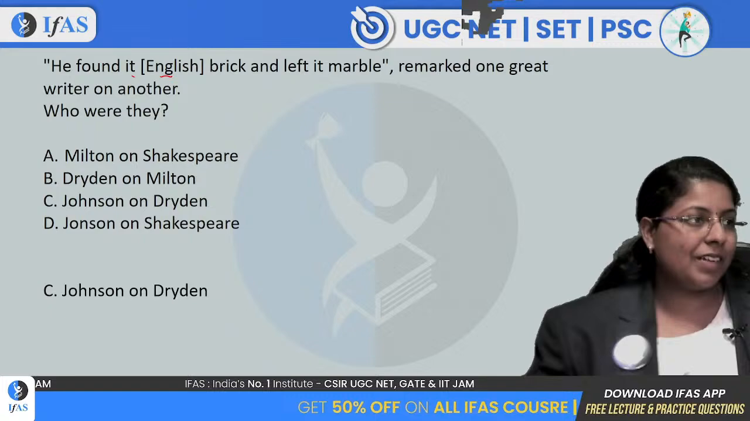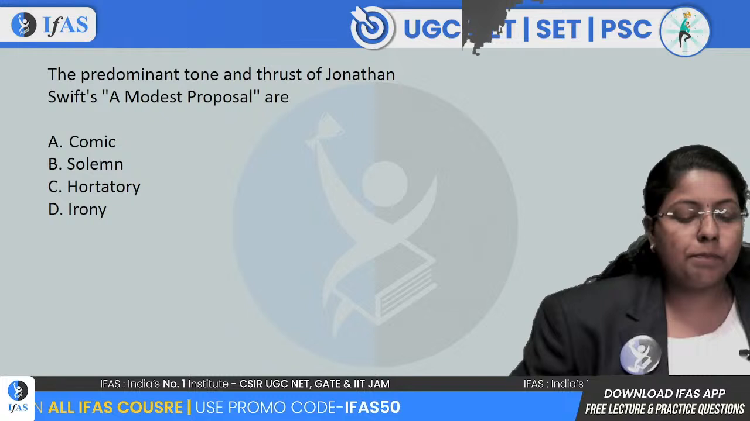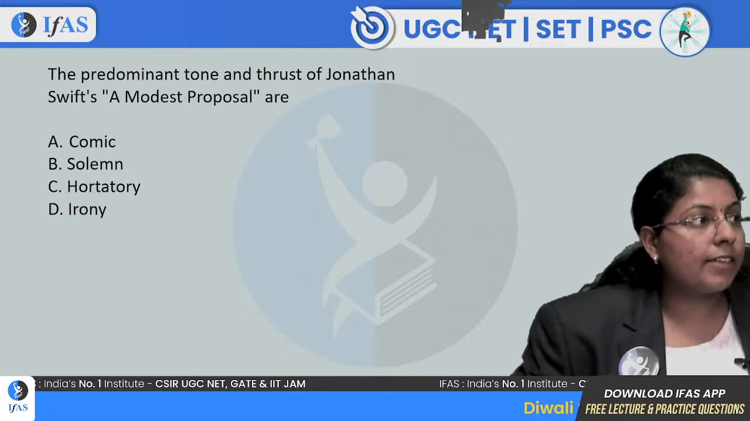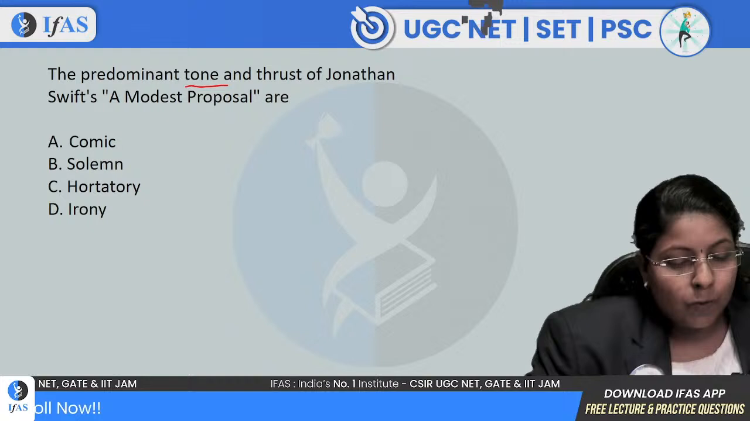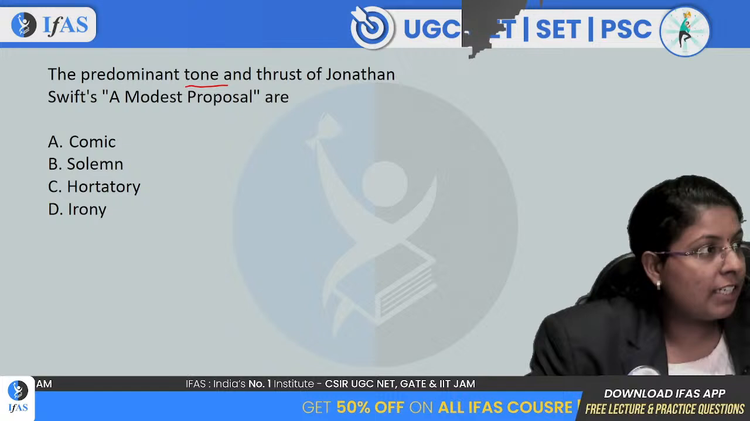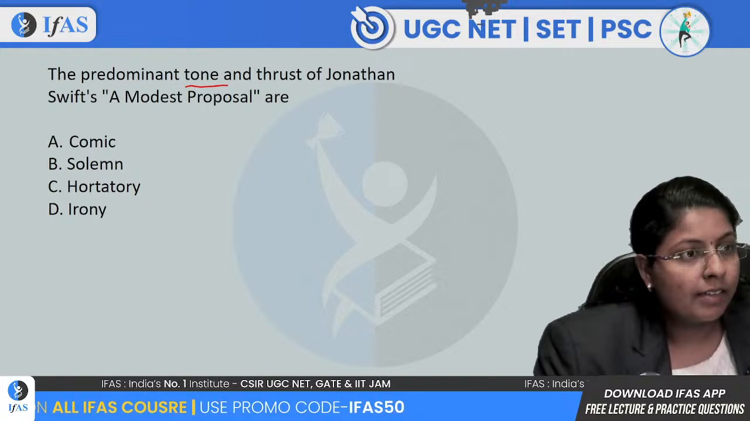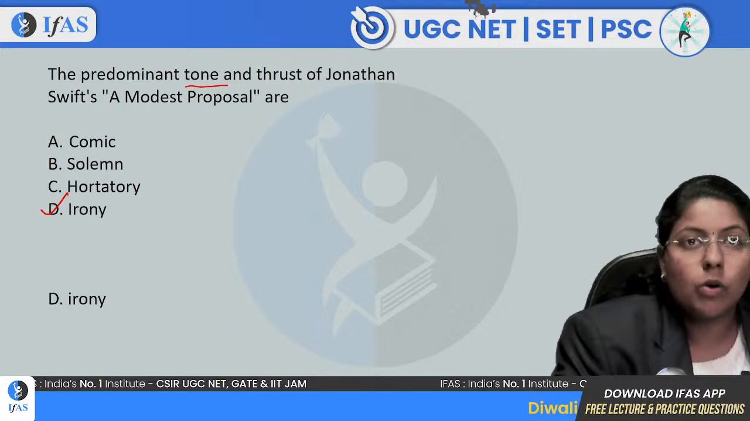All right. So, moving towards the next question. See, next question is here. The predominant tone and thrust of Jonathan Swift's A Modest Proposal are: comic, solemn, hortatory, then irony? Tell me the answer, guys. Okay, option D is saying, yes, irony. Irony is the right answer. Ironic statements we can see, right? Okay, moving towards the next question.